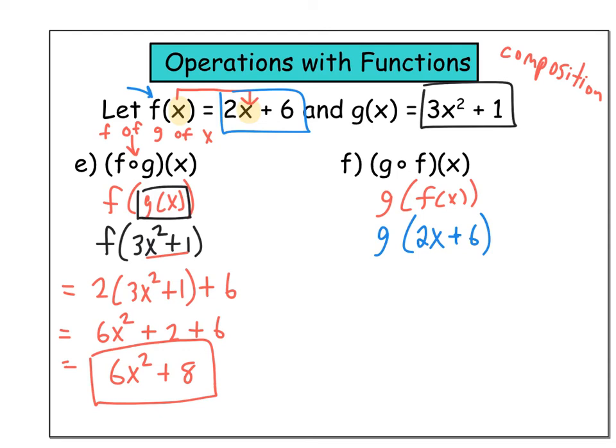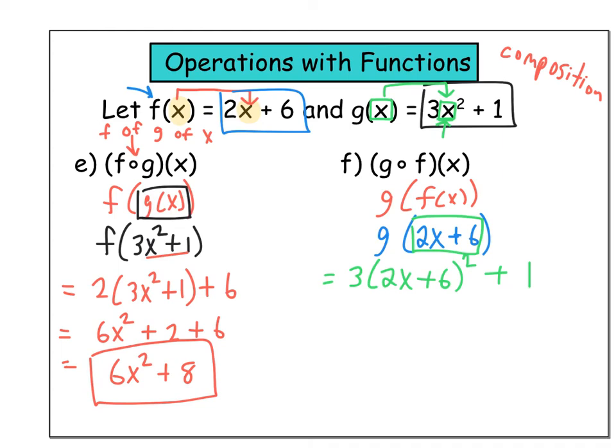Now you got to ask yourself, okay, what is the rule for g of x? Right, g of anything is 3 times that thing squared plus 1. So this 2x plus 6 is what's going to go in for that x right there. Okay, I'm just going to follow that format. It's 3. I'm going to put in parentheses because it's an entire expression. 2x plus 6 all squared plus 1. Okay, again, look at the rule for g of x up top. It's 3 times the thing squared plus 1.